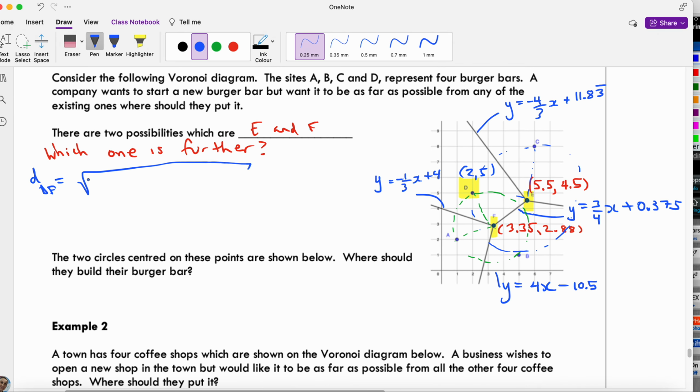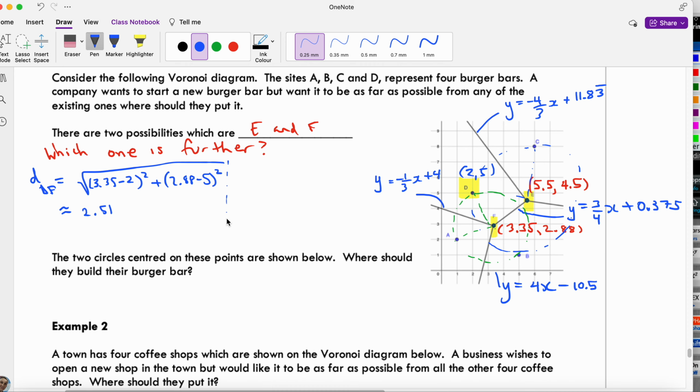All right, so here we go. We're going to have 3.35 minus 2 squared, and then we're going to have 2.88 minus 5 squared. Go ahead and just type that in. I already have the answer here, and what you should end up with is 2.51. So what that means is that's this distance right here.